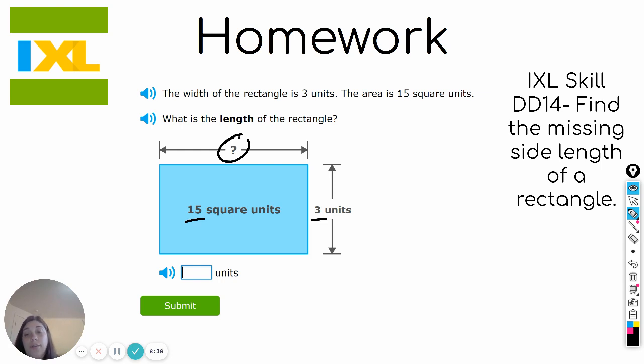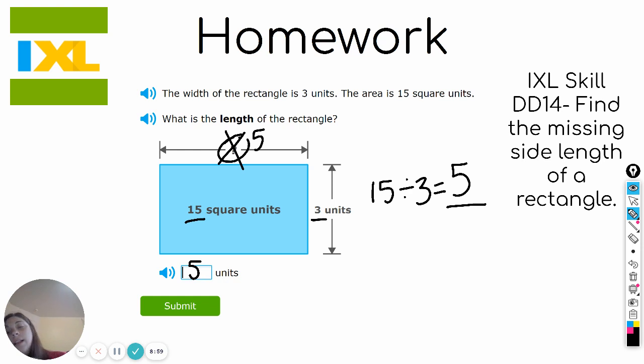And then in this case, you would do your 15 divided by 3 and figure out what that equals. 3, 6, 9, 12, 15. Had to count 5 times, which means the missing side length is 5. So in IXL, I would type in a 5. Go ahead and begin.